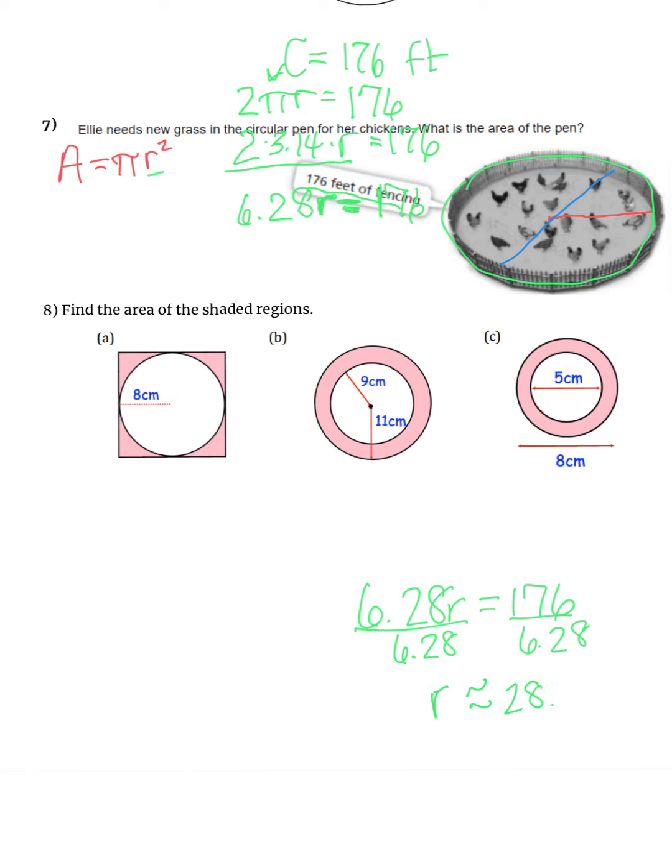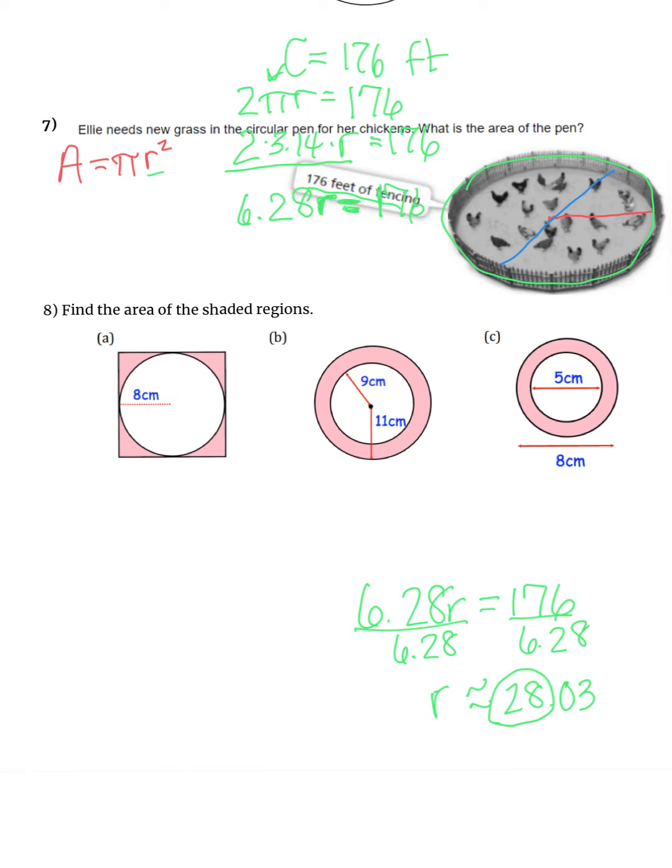28.03. I'm going to go out just two decimal places. That's about what the radius is, not exact. If you look at it, how exact am I being? I'm just going to go ahead and use 28 for the radius, because they gave me the circumference as a whole number. So I'm going to round it to the nearest whole number.